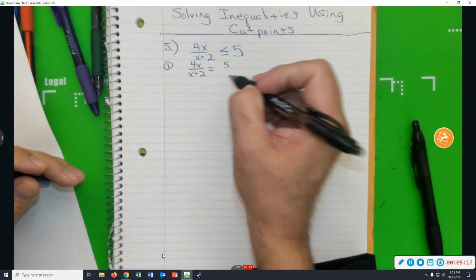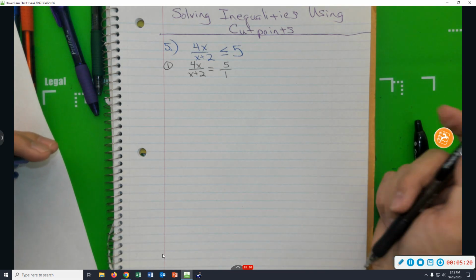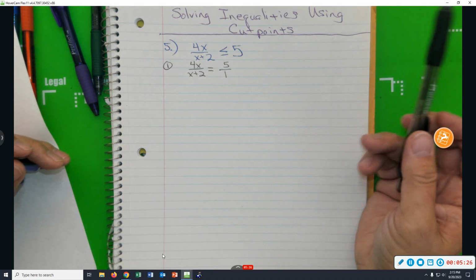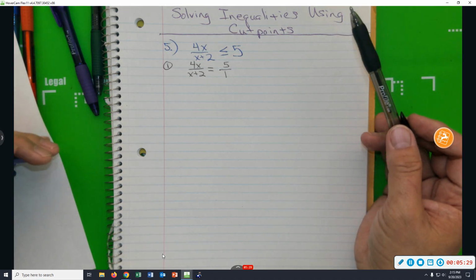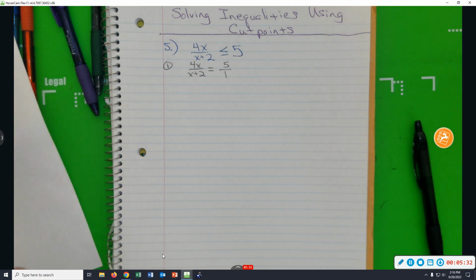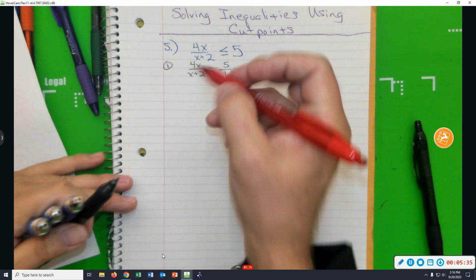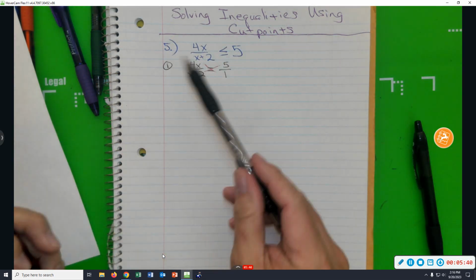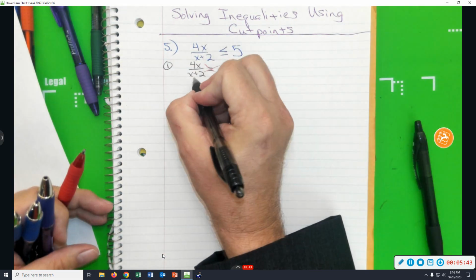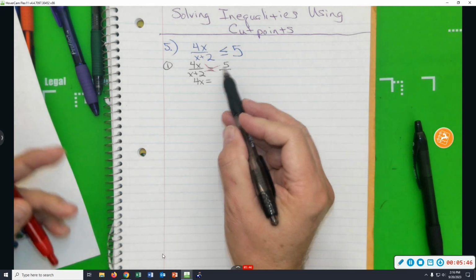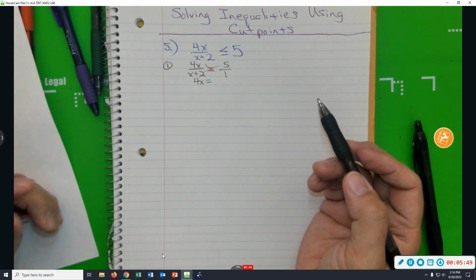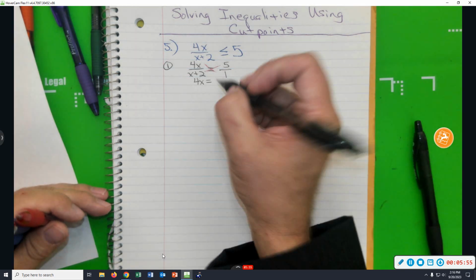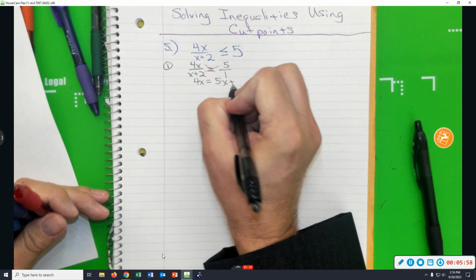I think I'm going to think of that 5 as a 5 over 1. Now, why am I doing that? Now I have a fraction equals a fraction. How can I solve a fraction equals a fraction? We say cross multiply, that's what I want to do here. I'm going to cross multiply there and there. 4x times 1 is just 4x. 5 times x plus 2, we're going to have to distribute the 5. What's that going to give us? 5x plus 10, I agree.